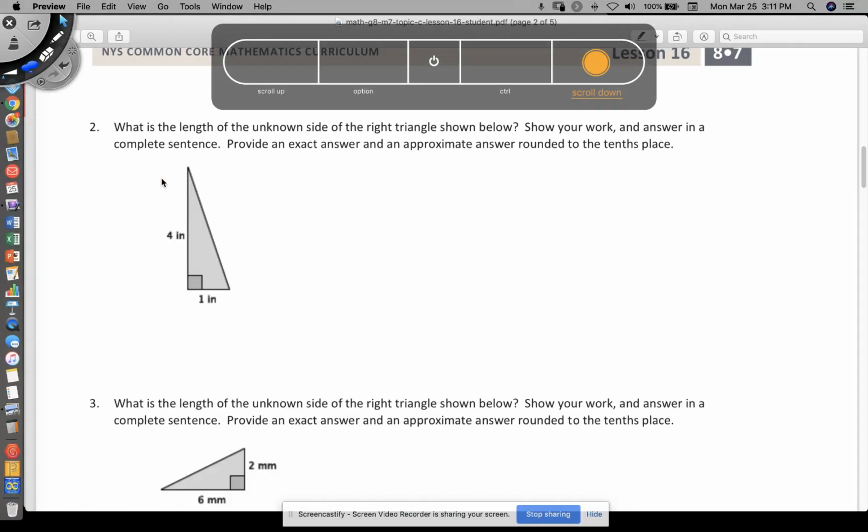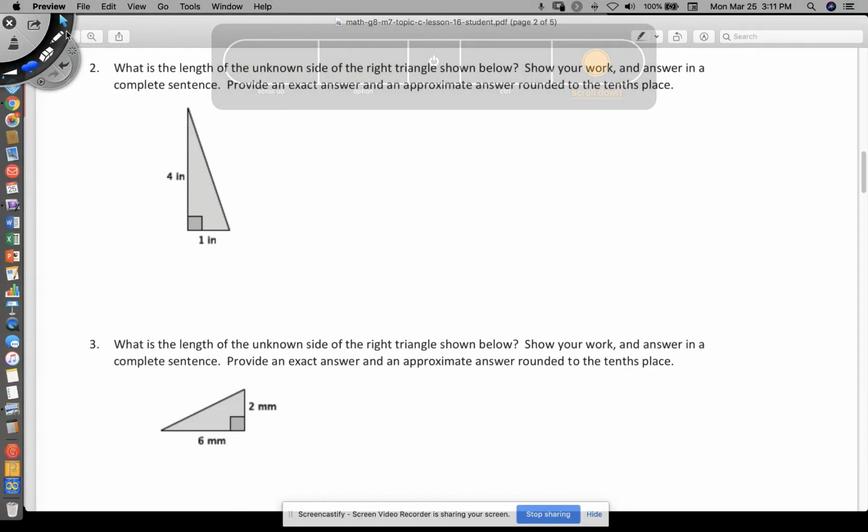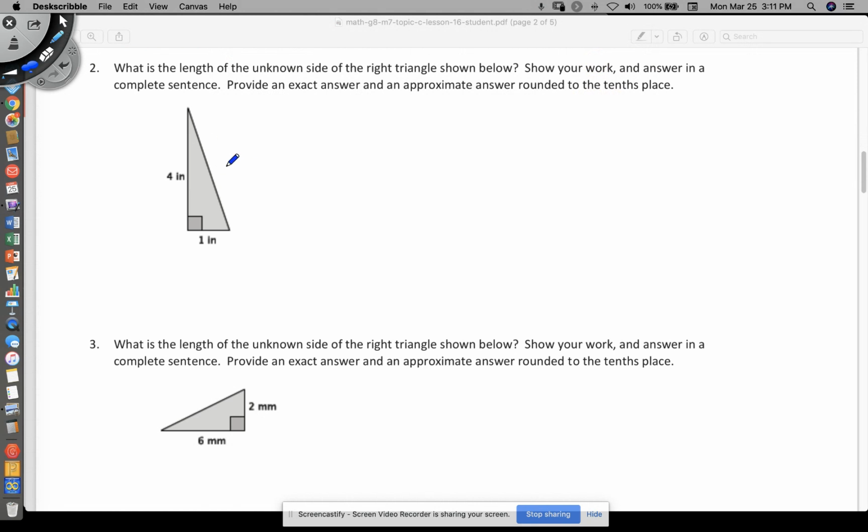All right, let's go to the next one here. Number 2. What is the length of the unknown side? So this is my unknown side here. So I have legs. This is going to be my A. That's going to be my B. So we're solving for C. I'm going to say 1 squared plus 4 squared equals C squared. 1 squared is 1 plus 16 equals C squared. 1 plus 16 gives me 17 equals C squared.